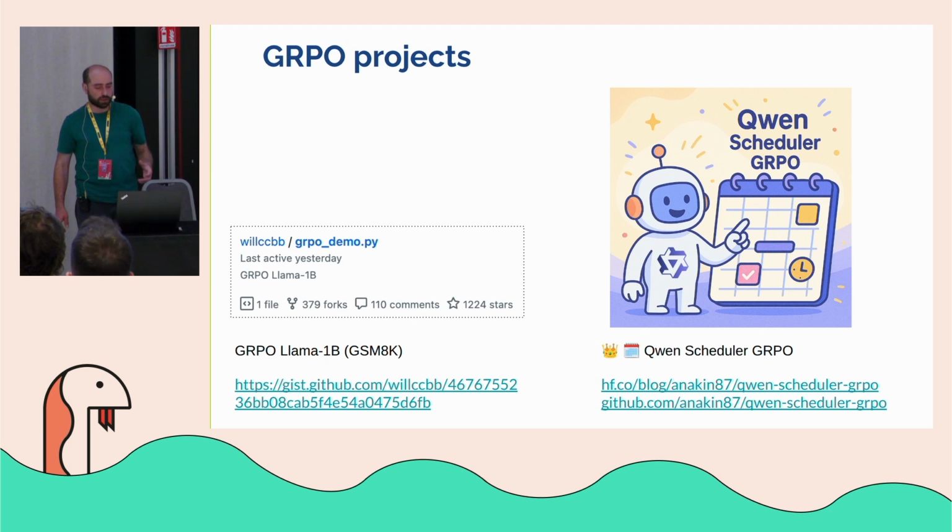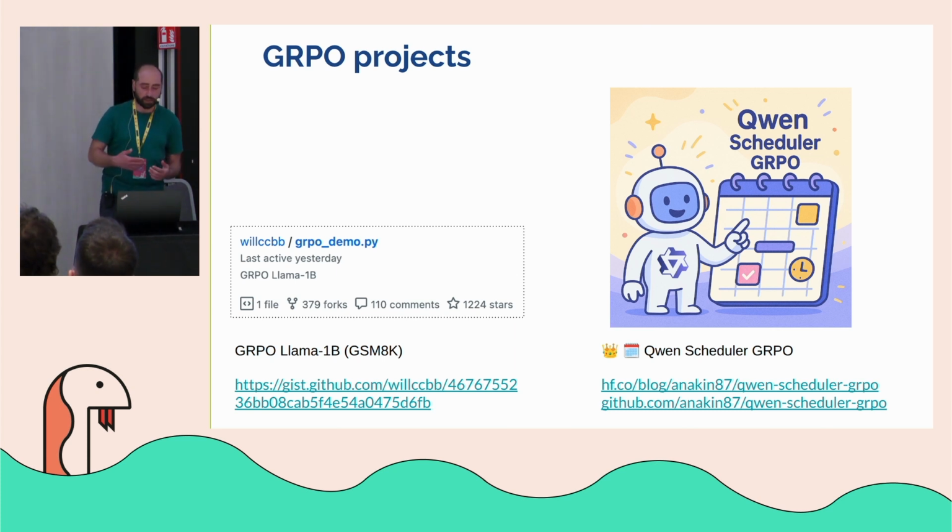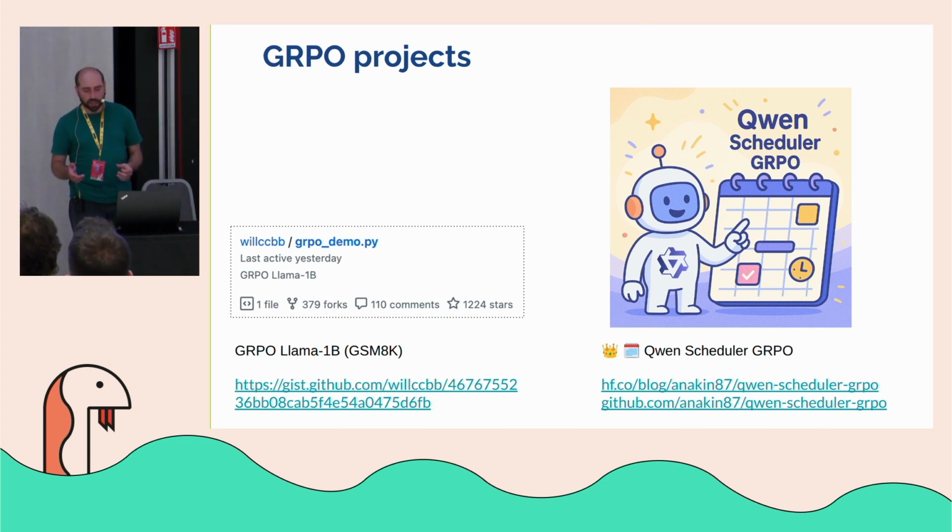One is a simple GitHub gist by William Brown. In this case, he trains the Llama 1 billion parameters model on GSM 8K. And then I also experimented a lot with GRPO, and I created this Qwen scheduler GRPO.